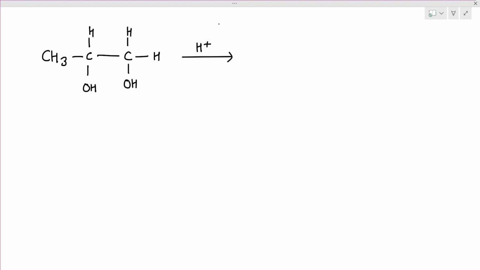Okay, now again the same question, which OH group gets protonated? The one with the more stable carbocation. So if we are protonating this OH group, then the carbocation is formed at this position and it gets stabilized by this CH3 and this H. Okay, so this will be formed. So we have to make a carbocation at this position.